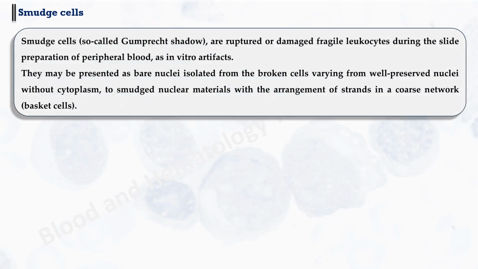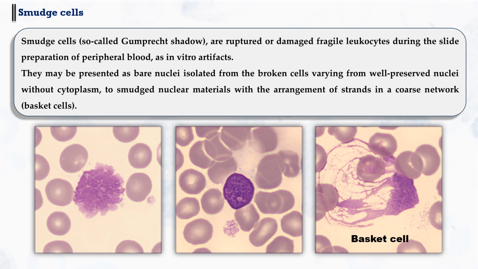Smudge cells are ruptured or damaged fragile leukocytes during the slide preparation of peripheral blood, as in vitro artifacts. They may be presented as bare nuclei isolated from the broken cells, varying from well-preserved nuclei without cytoplasm, to smudged nuclear materials with the arrangement of strands in a coarse network and therefore named basket cells.